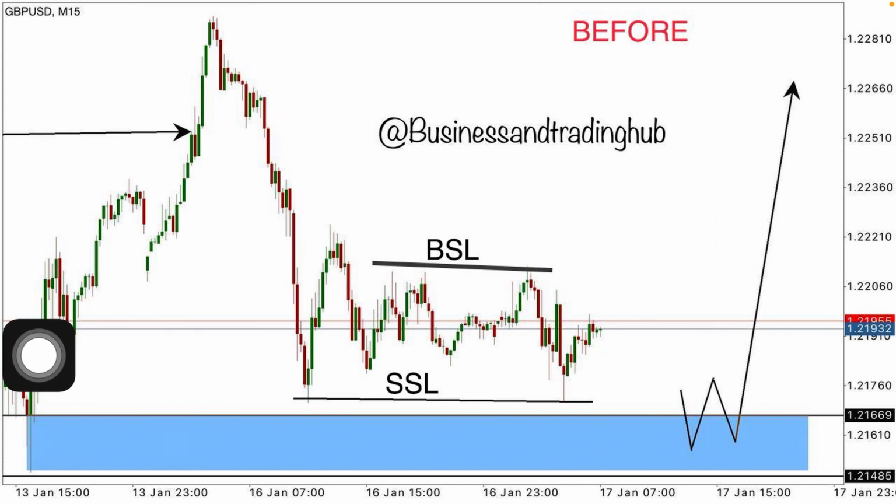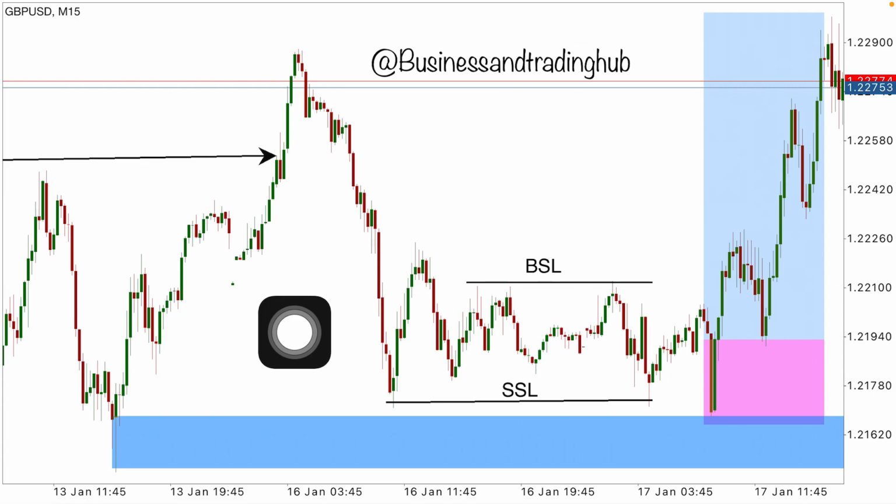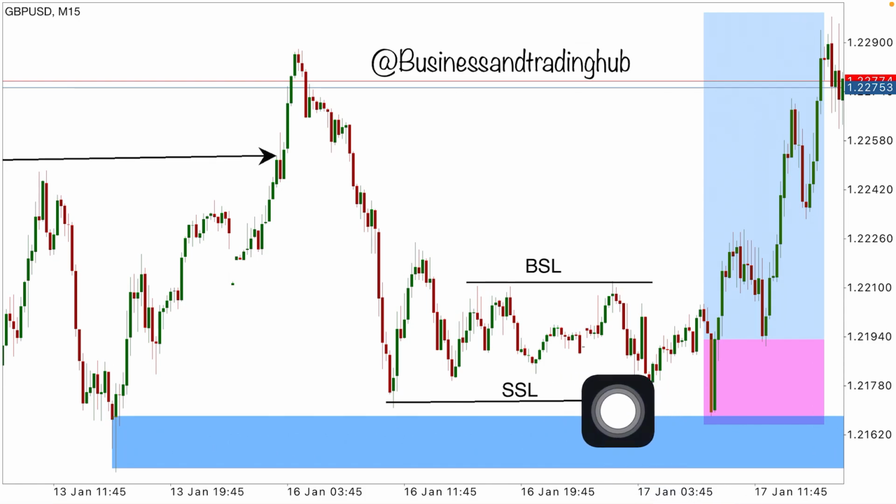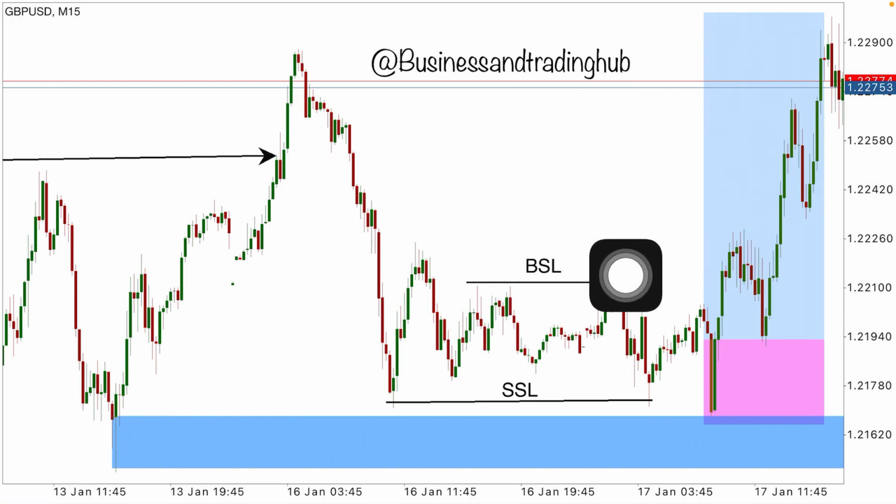Let us see how it played out. Can you see how it played out? The institutions came right down, tapped into the zone, just a small one pip tap into the zone, taking out these stop losses, these sell side liquidities. And now there was a buy. The market gave a change of character right here, and there was a return to order block right here, a tap into the order block, and now there was a buy. These buy side liquidities were taken out.